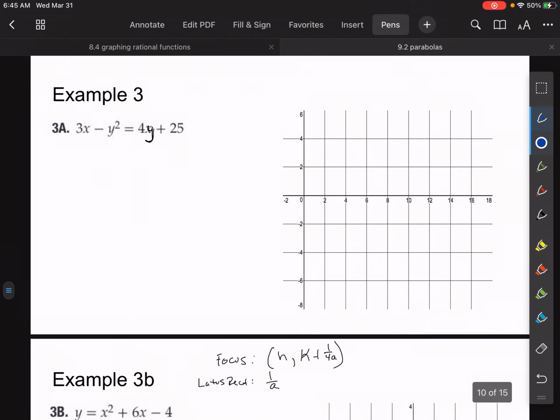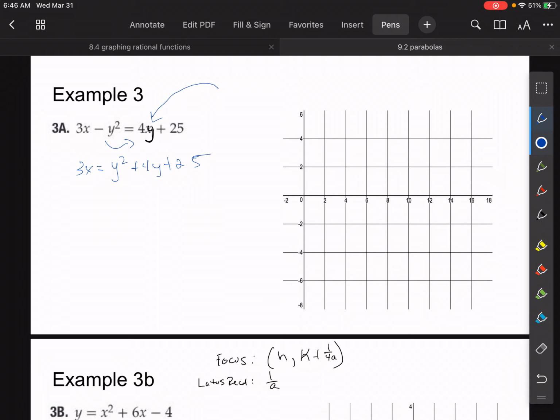On 3a, you might have a mistake in your notes, so if you need to switch this, that should be a 4y plus 25, not 4x plus 25. That's a mistake in the book. So for 3a, we have a y squared term. Since we have a y squared term, what we're going to do is move that guy over here. So we have 3x is equal to y squared plus 4y plus 25.